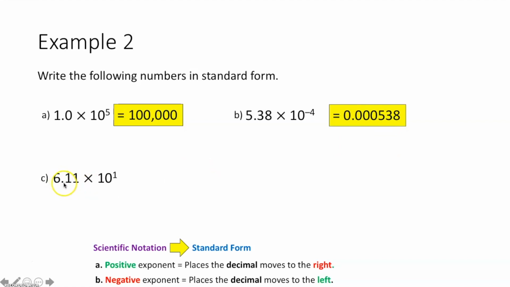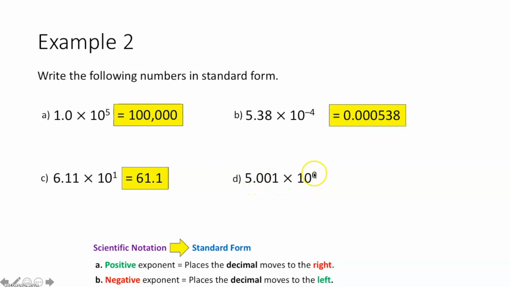Here, 6.11 times 10 to the 1st. I'm going to move the decimal place to the right since it's a positive exponent 1 time. So I move it to the right 1 time. So I get 61.1. Now 5.001 times 10 to the 0 power.